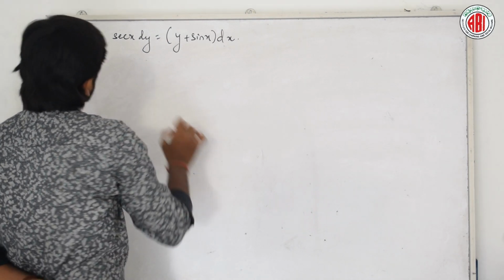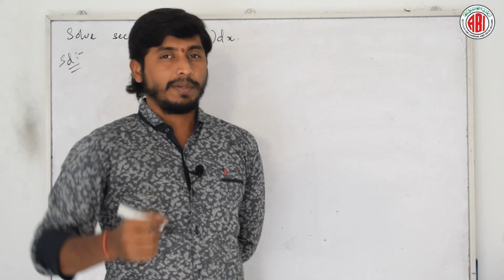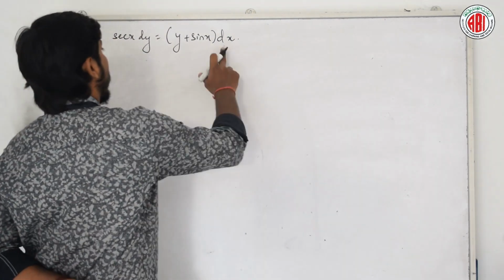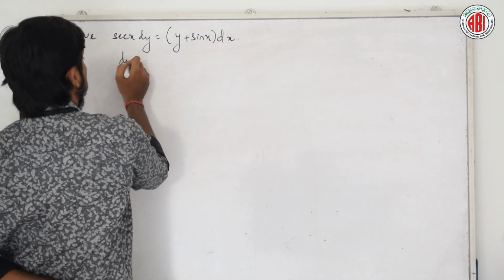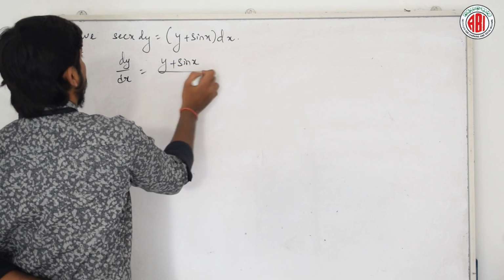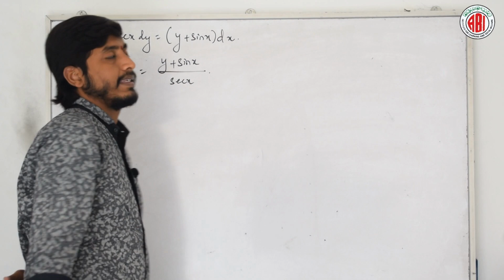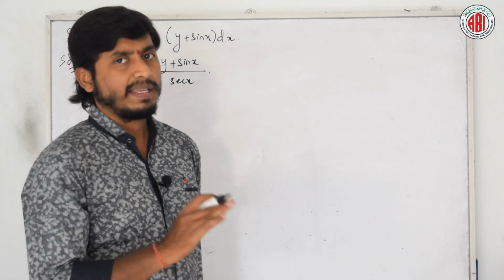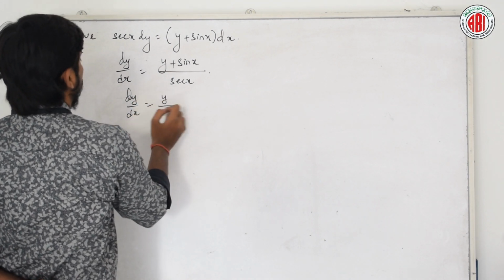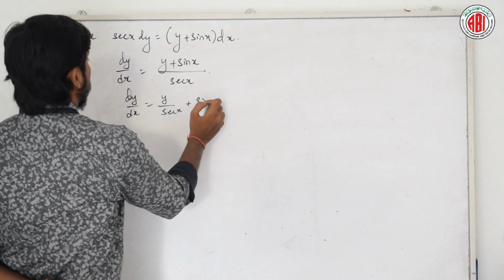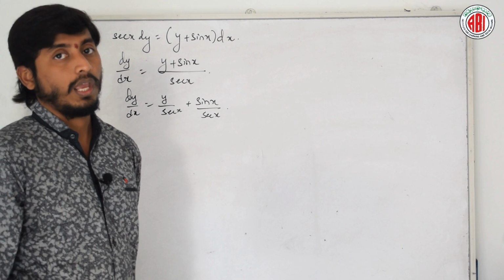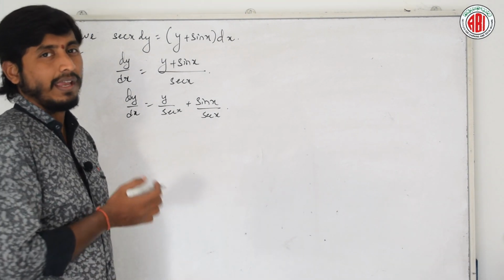What can we do here? Our form is in the form of dy by dx. So we have to put dy by dx on one side and the remaining terms on the other side. So let us take this dx onto the left-hand side. This will be dy by dx, and on the right side is (y plus sin x) by secant x. Okay? So let me separate the LCM and simplify. That will be dy by dx is equal to y by secant x plus sin x by secant x. Clear?